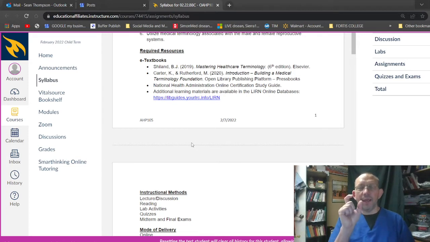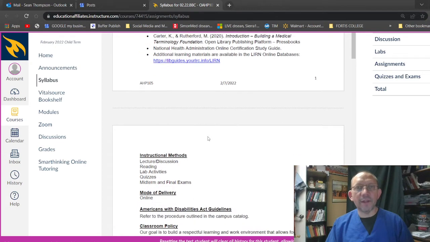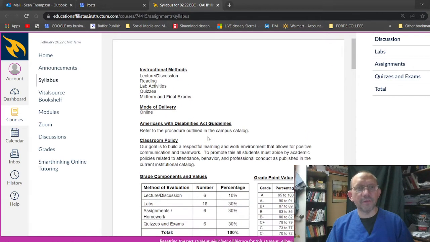You'll get a code that should help you on the Vital Source bookshelf for those things. There's LIRN online database stuff. There's some cool stuff on there.